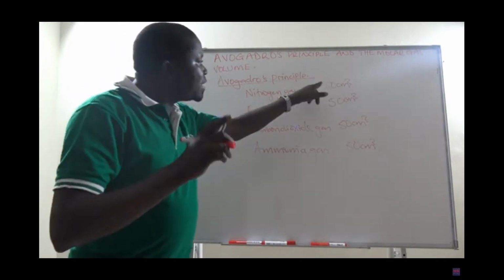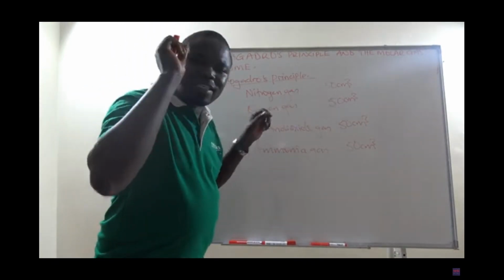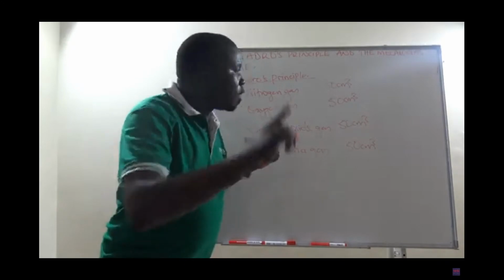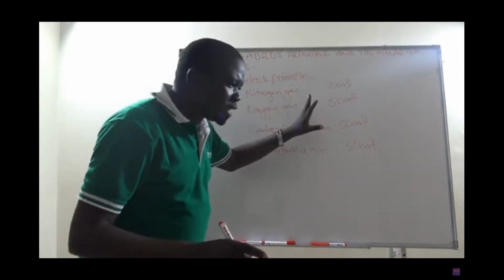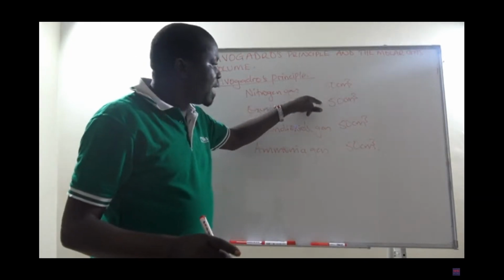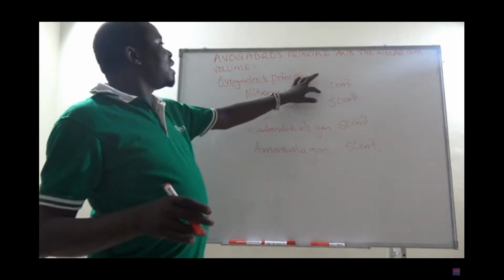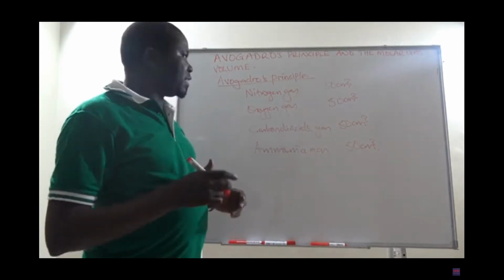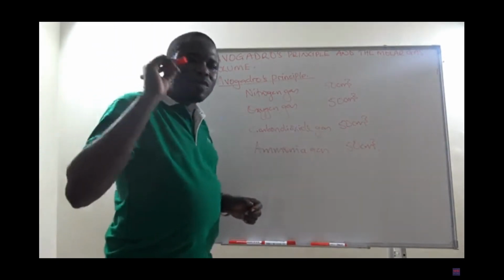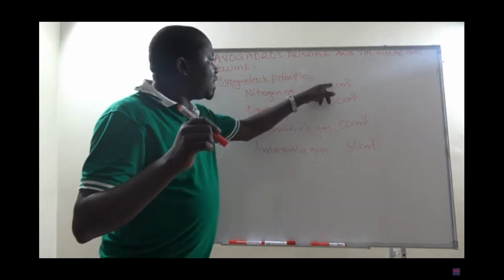Let us say these are the four gases that Avogadro used. Then he subjected these gases to the same conditions of temperature and pressure. Equal temperature, equal pressure. He subjected these different gases to the same conditions of temperature and pressure. Then he started looking for the number of moles in them.